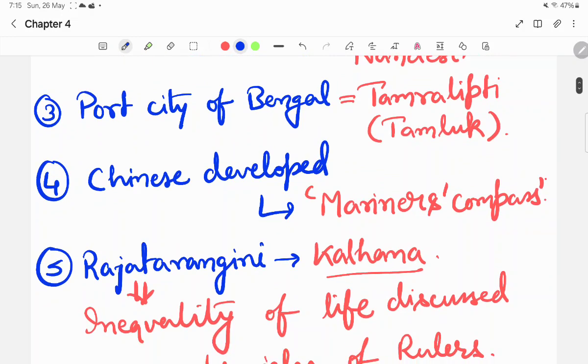And what were the Chinese doing at that time? The trade that was happening via sea route was helped by the developments of the Chinese, that was the mariner's compass. So this compass was later used by many seafarers to trade around the globe. The Europeans came to India and to China with the help of this compass only.